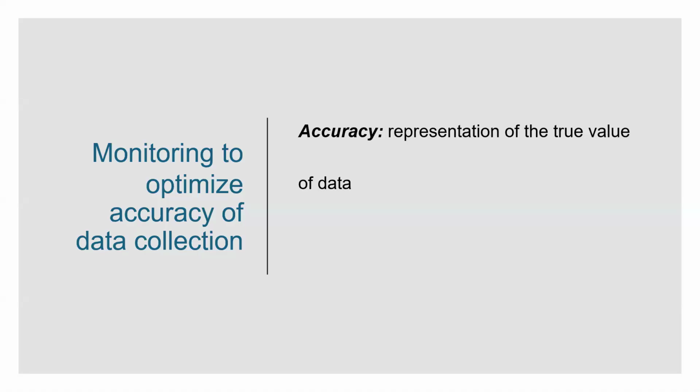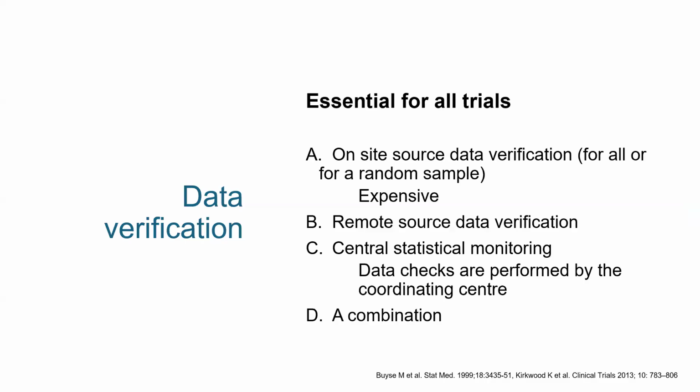The second aspect here in terms of the statistical analysis plan is ensuring that you've got accurate data. How to monitor to optimize accuracy of data collection varies. It is essential for all trials, obviously, to have accurate data. There are several means of doing this, such as on-site source data verification. That means someone is going to each site and checking each data point for each of those centers. Obviously, for multi-center studies and international studies, it's very expensive. Industry can easily do this with their funded trials, but not many others can.